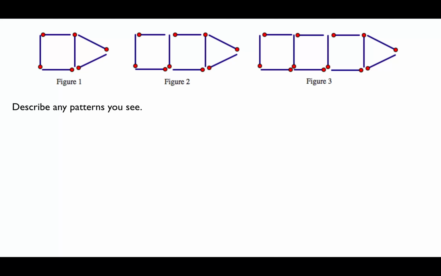You might want to pause the video here for a moment so that you have some time to look at these figures. Okay, welcome back. So here are some patterns that I saw. I noticed that the number of squares is the same as the figure number. So there's one square here, and this was figure 1, 2 squares, and it was figure 2, and 3 squares, which was figure 3.